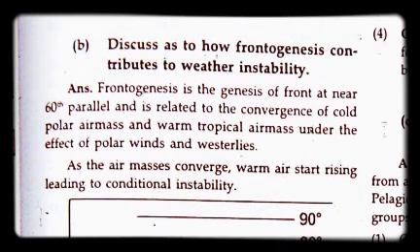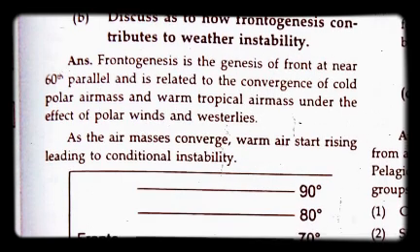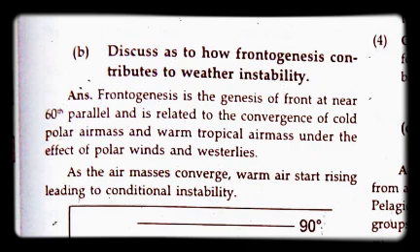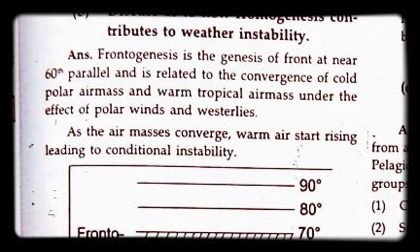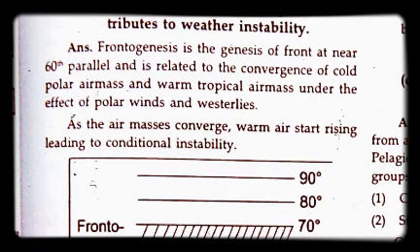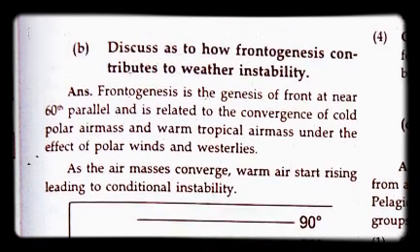Frontogenesis is the genesis of fronts near the 60th parallel and is related to the convergence of cold polar air mass and warm tropical air mass, please remember. It forms where cold polar air mass and warm tropical air mass converge under the effect of polar winds and westerlies.